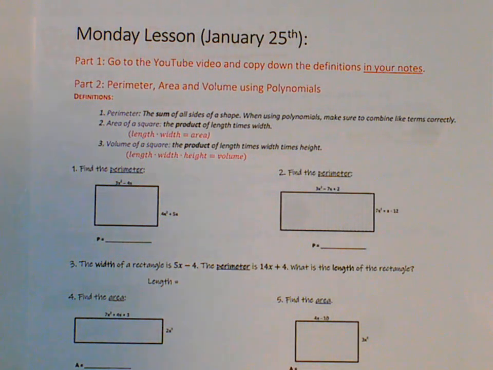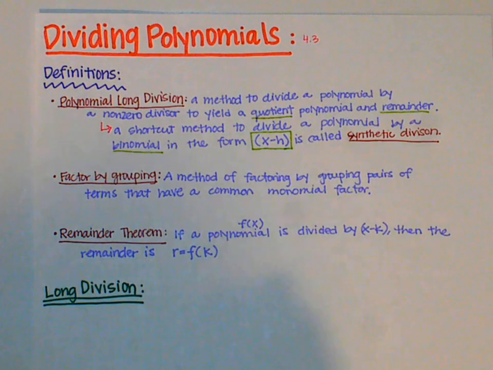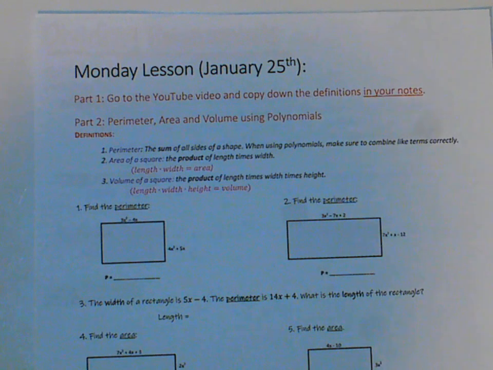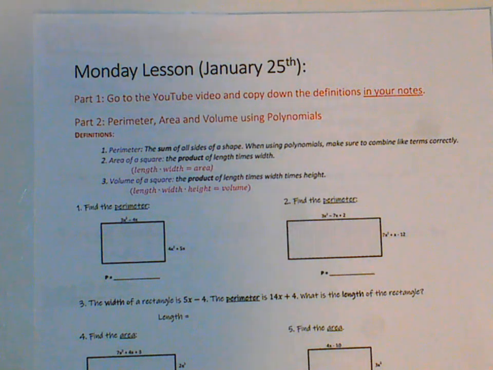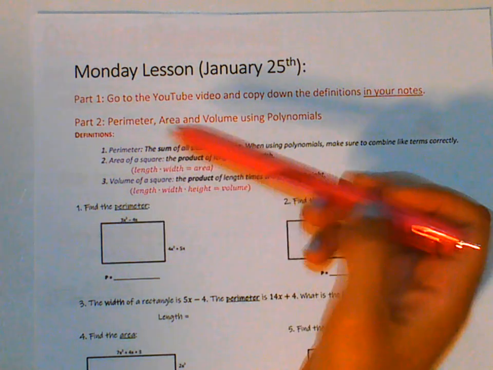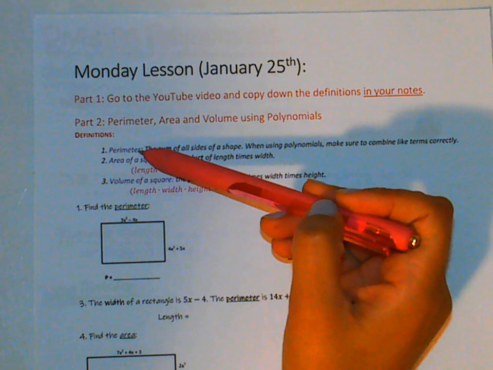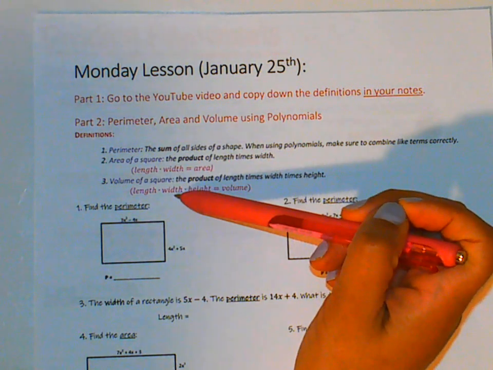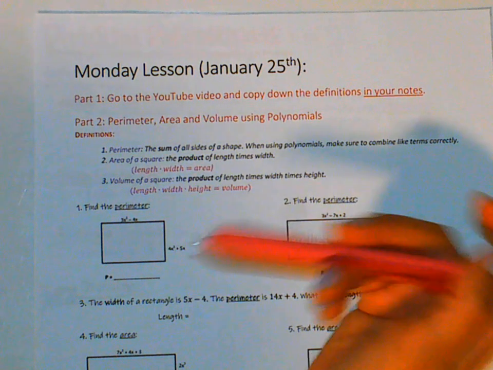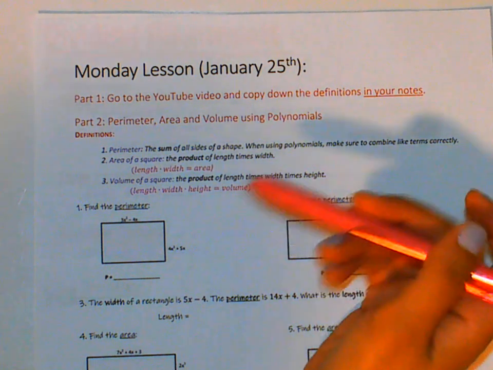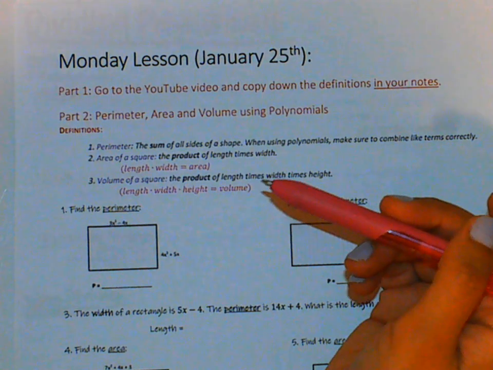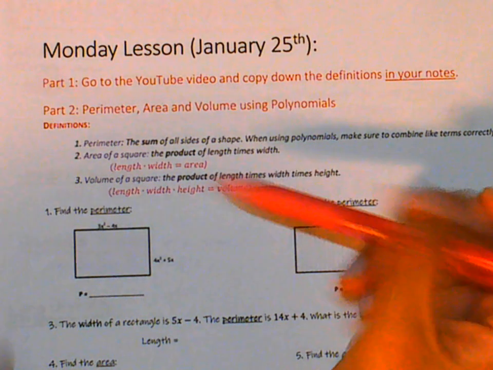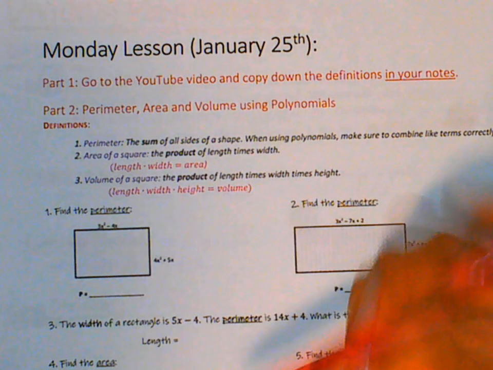You just have to copy that at the top of your page, so it would look something like this once you are done with that part. The second part is about perimeter, area, and volume of polynomials. So I wrote the definitions here about perimeter, the area, and the volume, and I gave you the equations for them. What you're going to do is just follow the instructions and find perimeter when it's asking for that, and then the area and the volume.